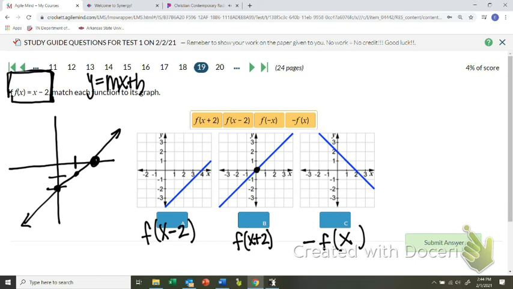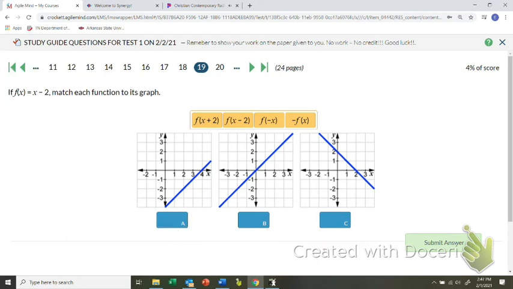Now, I'm telling you right now, this is an exact question on the test. So, take it or leave it. All right.